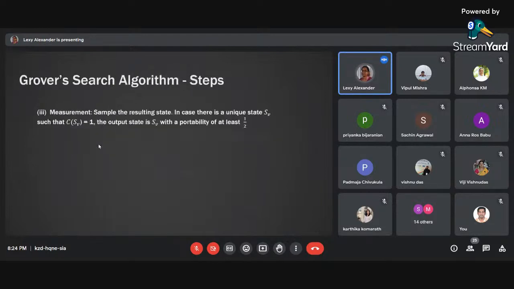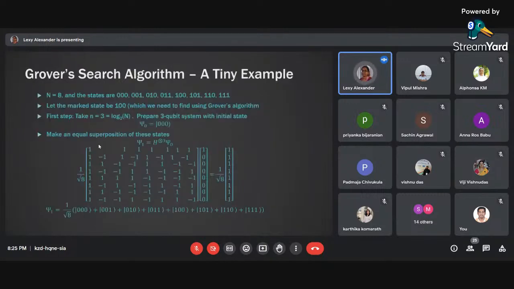So after repeating that π/4 √n times, we measure the state. Then we will get the correct, that unique state SV, with probability at least half. So these are the Grover algorithm steps. I will show an example, then you will get more insight into it. This is a small, tiny example.